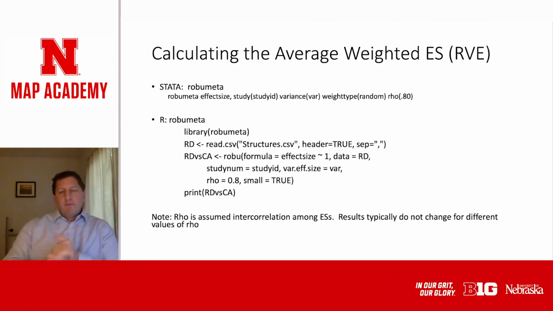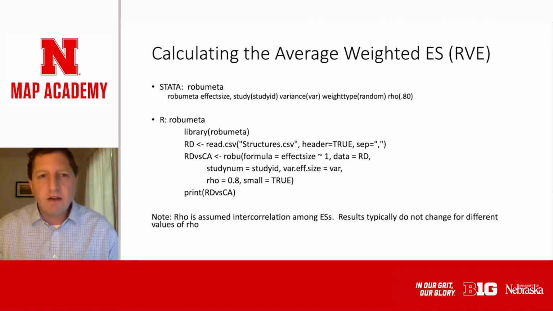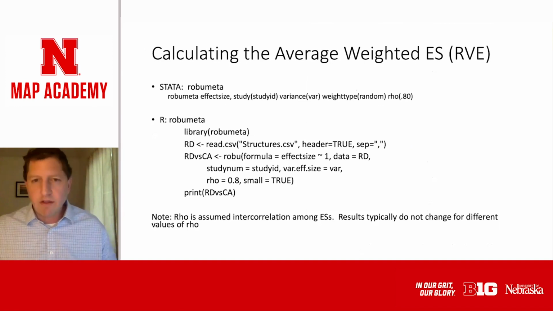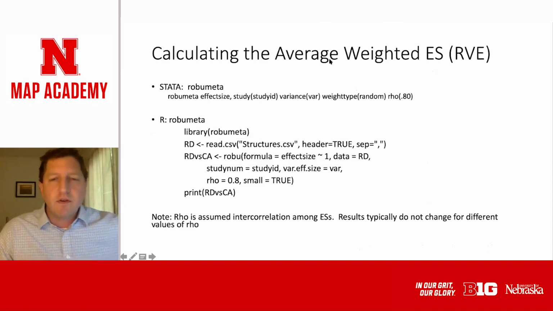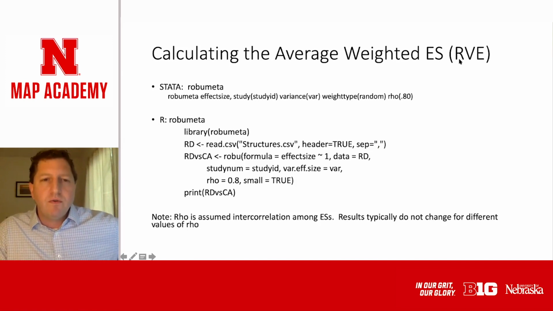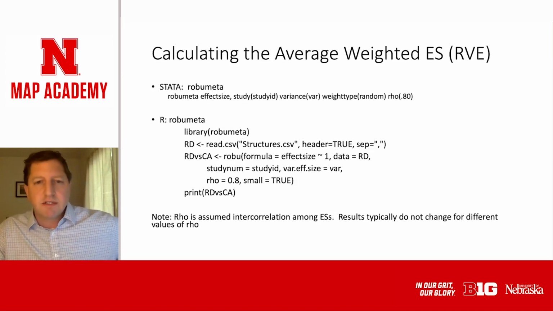All right. Once you've done all of that and you've decided how you want to calculate your effects, then you'll calculate the average weighted effect size. You're ready to run your analysis. For robust variance estimation, there are two packages that you can use. One is in the stats program Stata. I really like Stata. I feel like it's really user-friendly. The downside is it costs money to buy it. You've got to purchase a license.